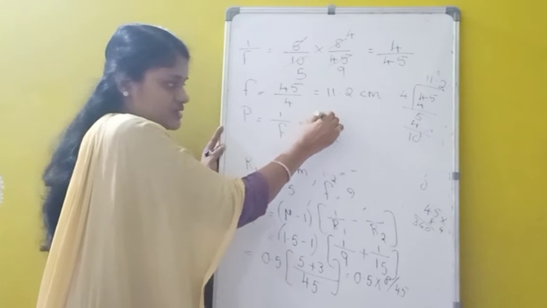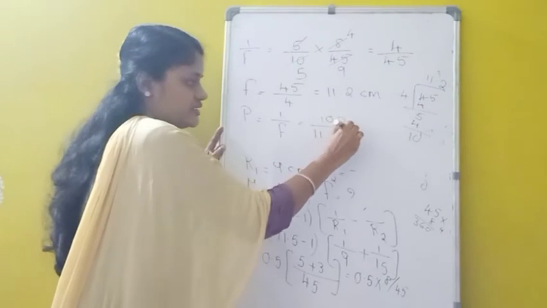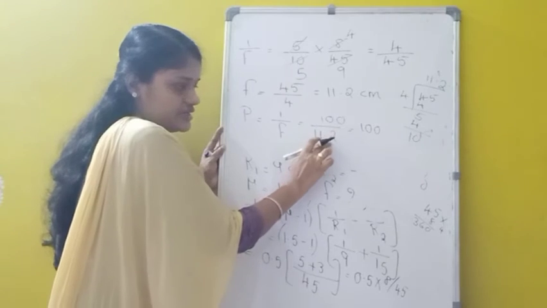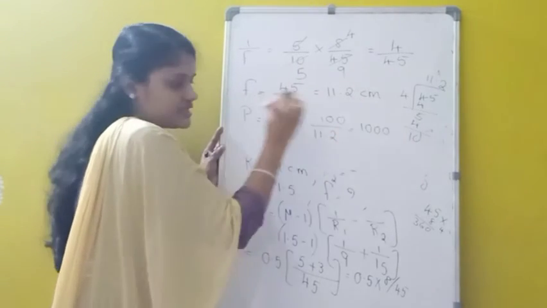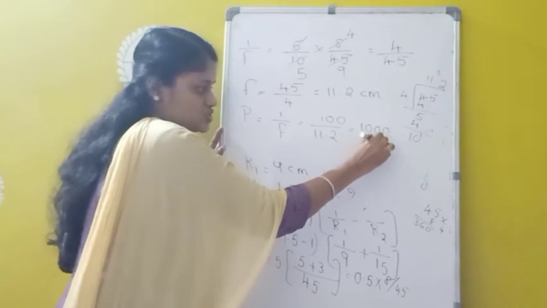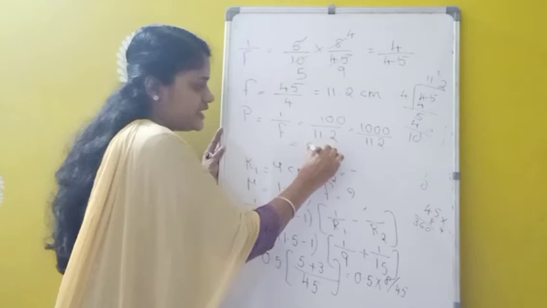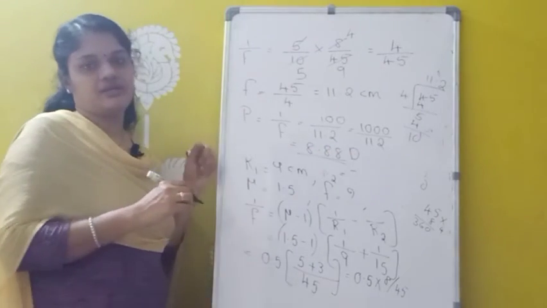That means this 100 will be coming in the numerator. So 100 by 11.2. You can write by removing the decimal. So 100, then already here after the decimal there is only one digit, so we can multiply by 10 here. So one more 0 will come, divided by 112. When you divide this, you will be getting nearly 8.88 diopter. So this is the power of the lens.